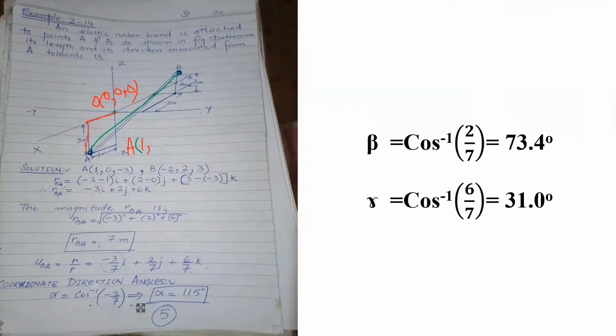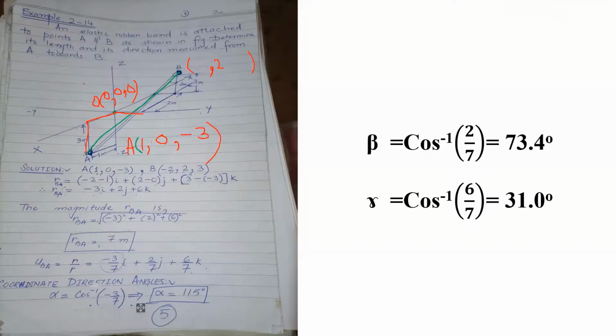Downward is negative z, so there is minus 3. But there is no y component because it is not moving sideways, so the y component is 0 here. Now at point B, you can find the coordinates. How? You have to move 2 meters along the positive y-axis, so y should be positive.